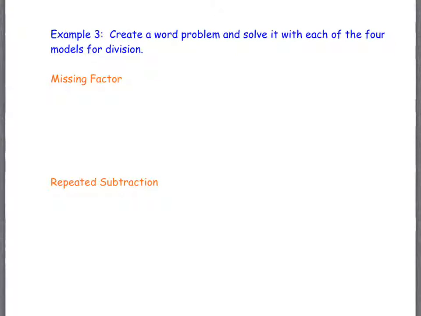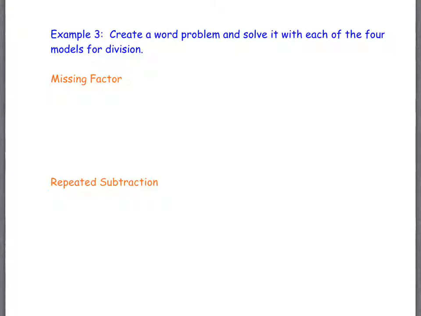So, how about looking at those for missing factor or repeated subtraction? So some group that hasn't talked, what did you use for your example? I know you used the same example all the way through. Bernard, do you guys want to go? What do you guys have? We said Josh has 32 marbles. He wants to give some to 8 of his friends. How many will each friend get?